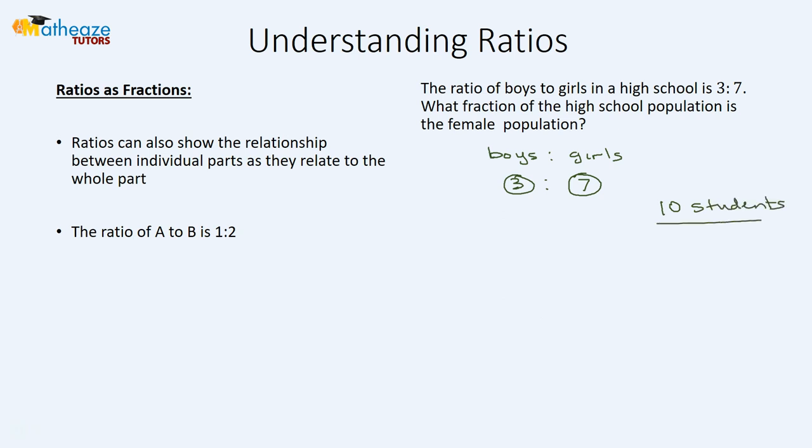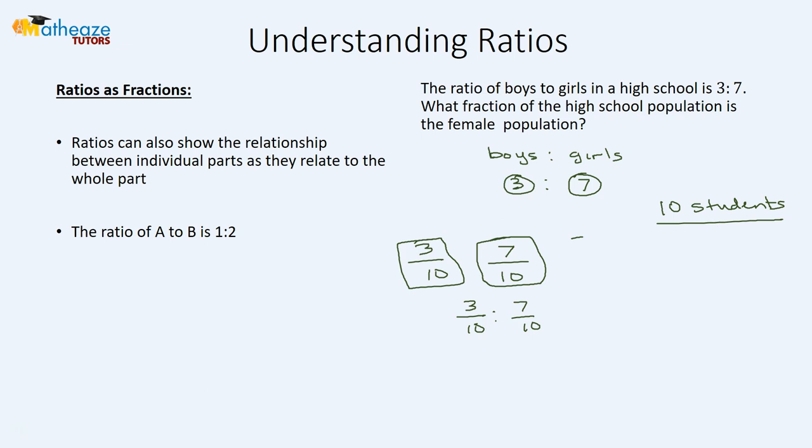Now we want to find out what fraction is the female population. So we have 7 girls out of 10 students. So this is the fraction that represents the female population of the school. One way to see this also is that for the male population, it's going to be 3 over 10. So now when we look at the ratio, we say 3 over 10 to 7 over 10.